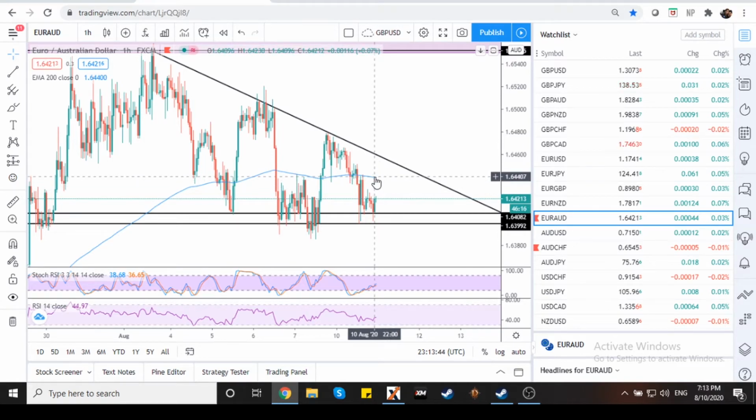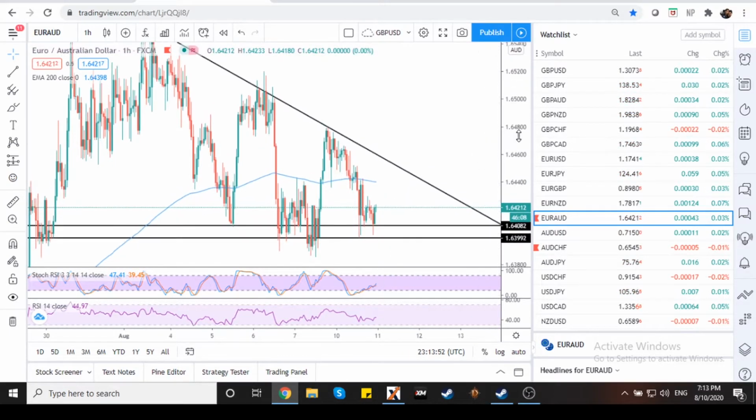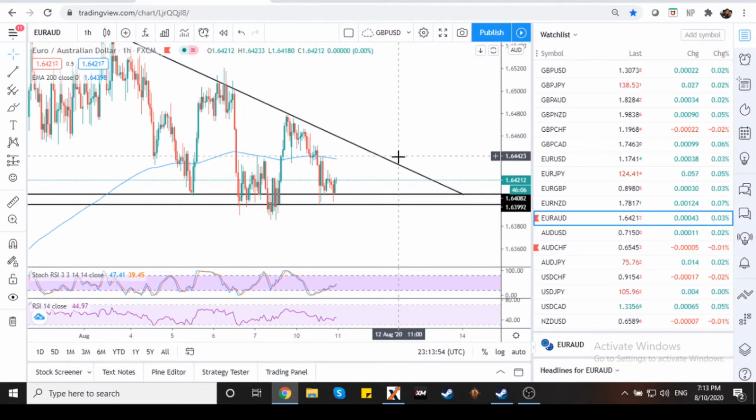Ang worry ko lang dito is this 200 DMA. We might not be able to hit our stop loss or our take profit. So, ang gagawin ko, mga kanoypi, maghihintay ako.